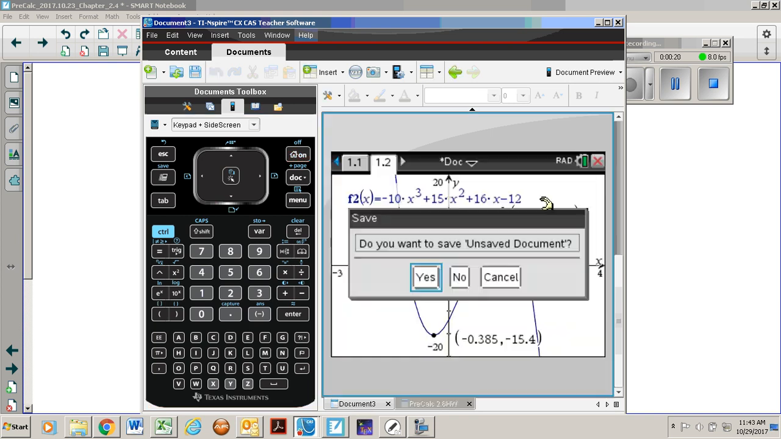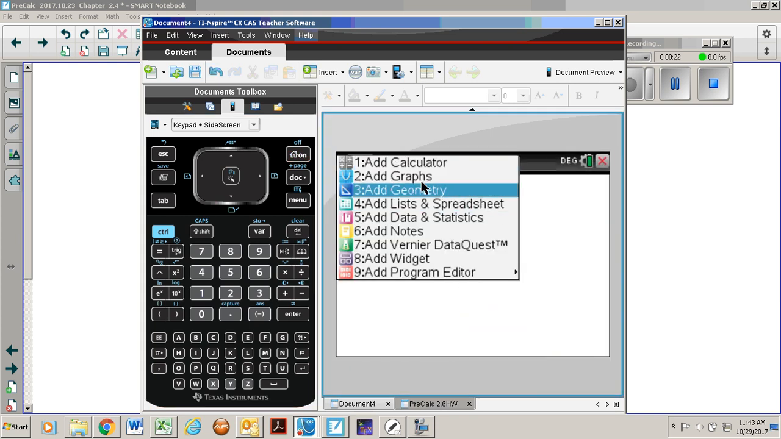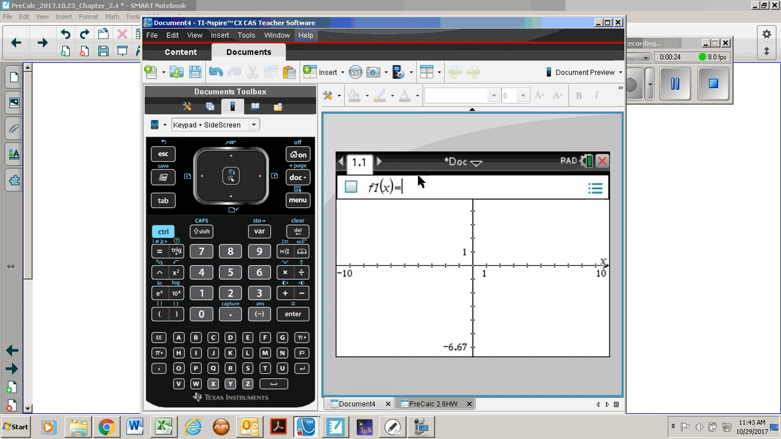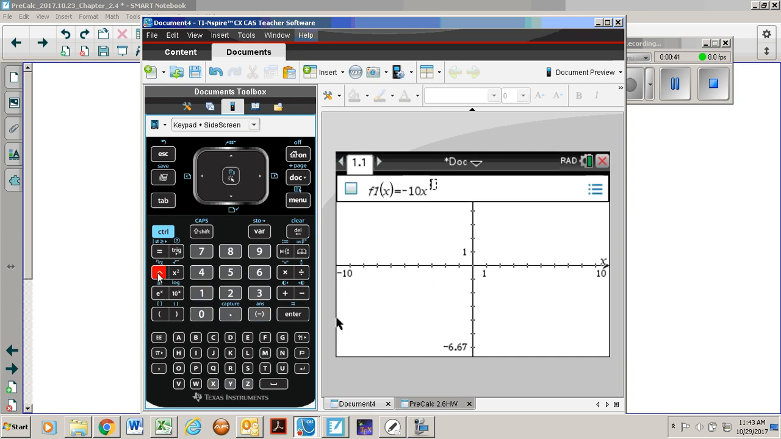I'm going to start with a new document, and the first thing I'm going to do is add a graph page. And this is the standard window for the graph page. So that function that you were just looking at is the one I'm going to type in. It's negative. Notice if it's a leading coefficient, I use this negative sign, not the minus sign. Negative 10x to the third power. To do an exponent, we use the caret, and then 3.